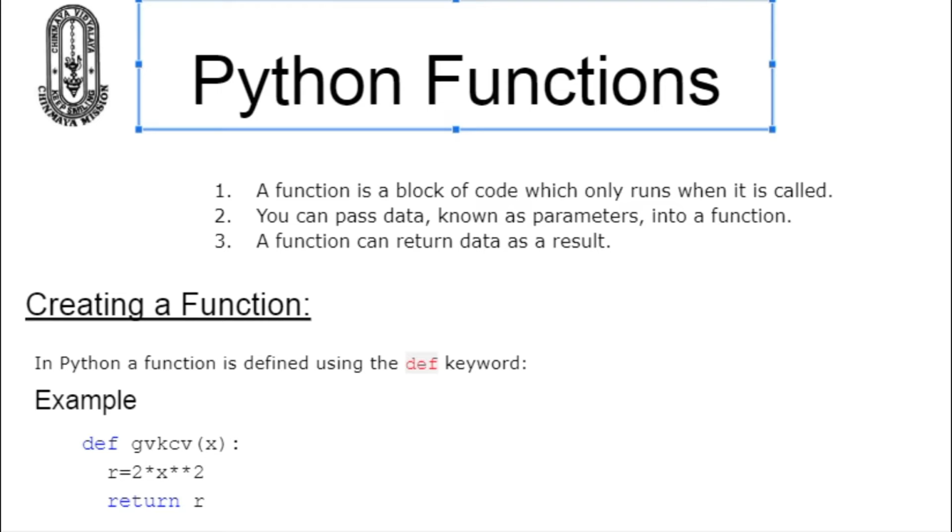You can pass data, known as parameters, into a function, and a function can also return data as a result. In general, the generic definition is: a function is a subprogram that acts on data and often returns a value. Here we'll see how a function works, how to create a function, and how to use your functions. Here you can see the syntax for creating a function.